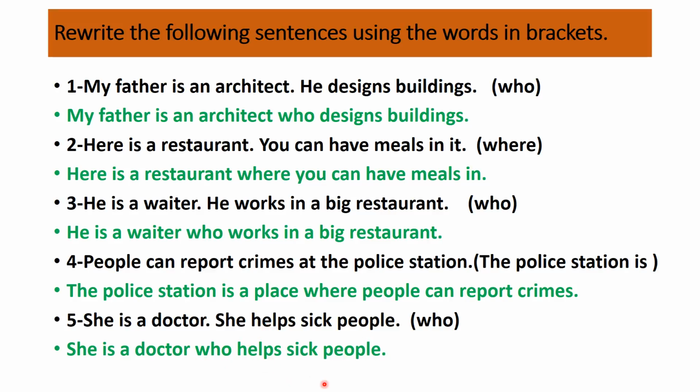Who helps sick people? Excellent, boys and girls.